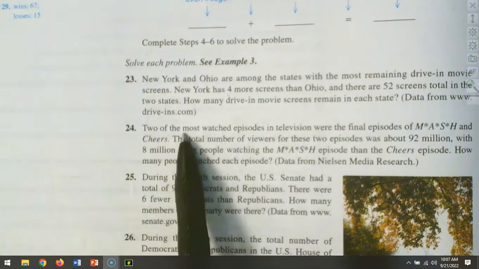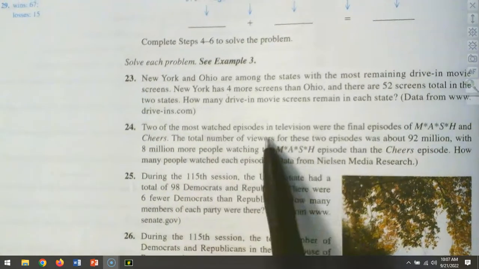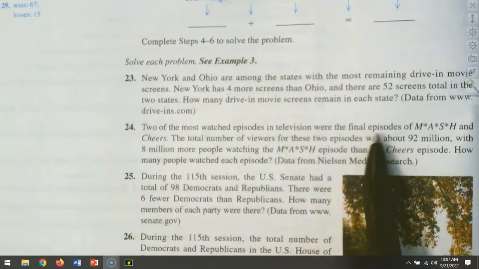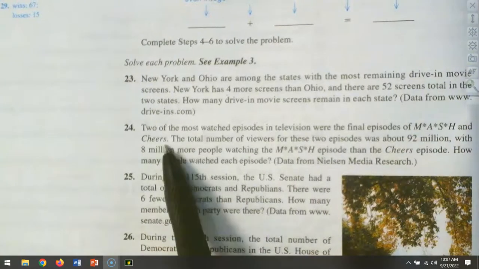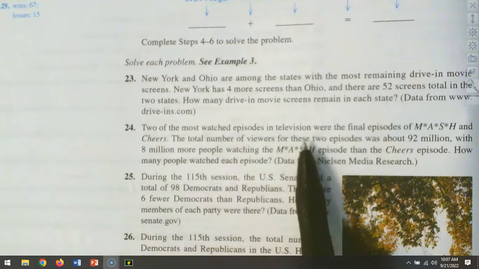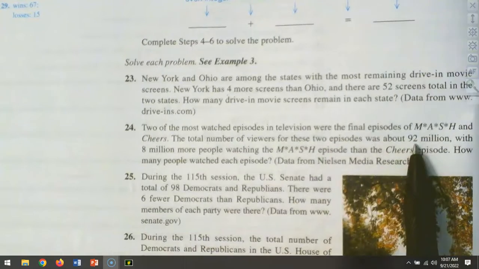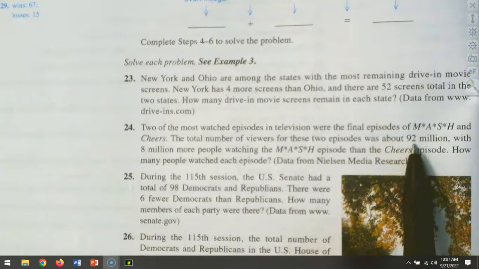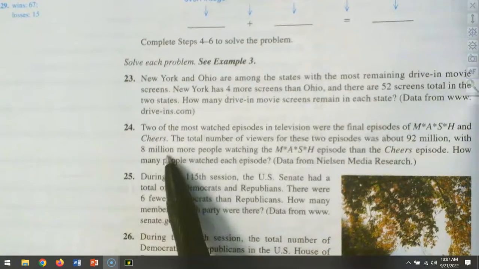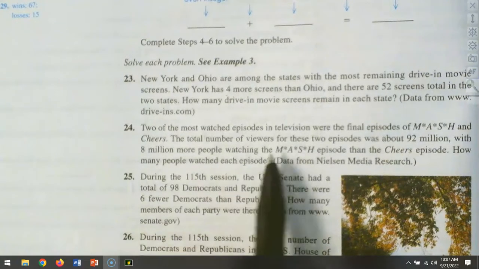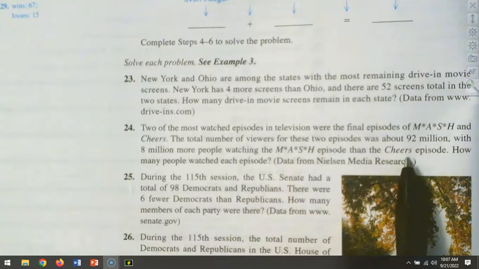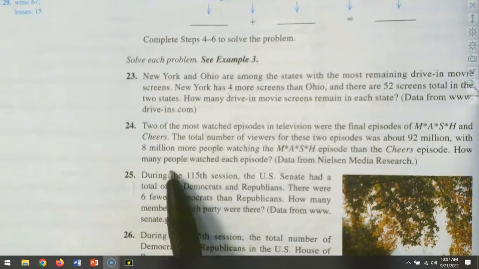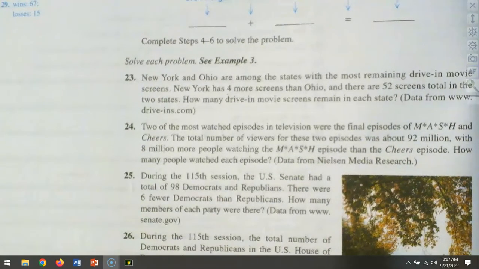Two of the most watched episodes in television were the final episodes of MASH and Cheers. The total number of viewers for these two episodes was about 92 million, with 8 million people more watching MASH than watched the Cheers. How many people watched each episode?